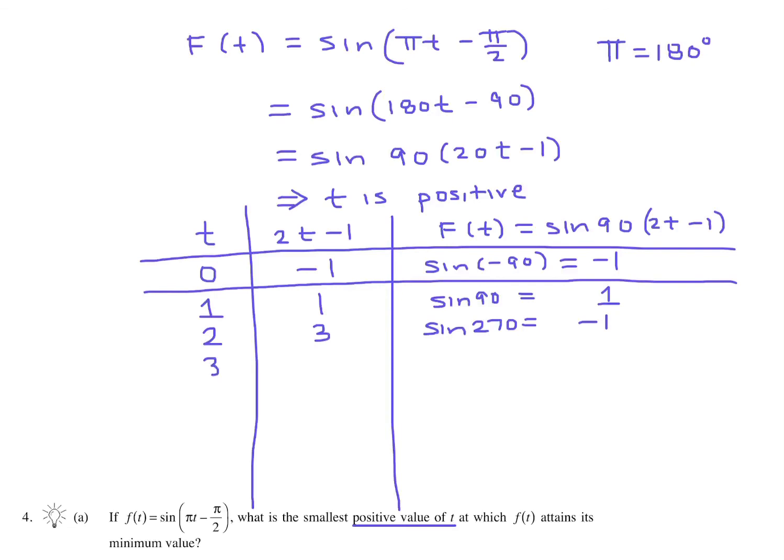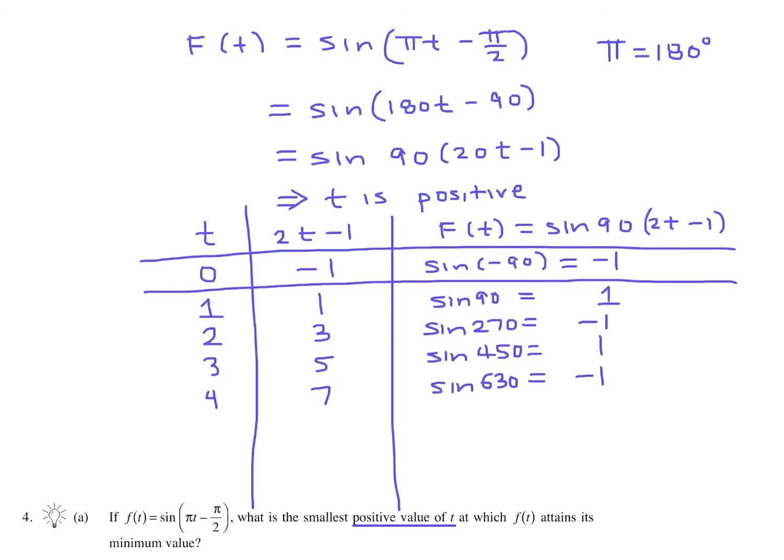And let's go to 3. This gives 5, and this gives the sine of 450, and the sine of 450 is equal to 1. And I'll do one more. t is 4, then 2t minus 1 is 7, therefore this becomes the sine of 630, which is negative 1. So as you can see, it goes back and forth between 1 and negative 1.